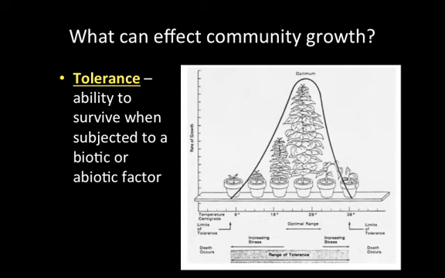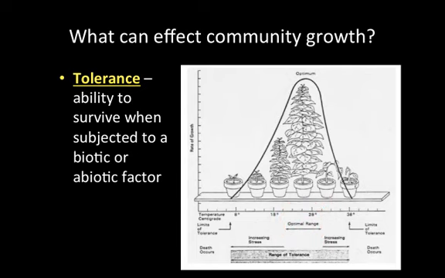Tolerance is the ability to survive when subjected to a biotic or abiotic factor. So things like temperature and precipitation can have an impact on how well an organism exists within an ecosystem. If we take a look at the chart here on the right, there is a specific range of temperatures at which this organism can grow. However, there is also an optimal range at which this plant can grow. The optimum range is right there in the middle, close to 26 to 28 degrees Celsius.